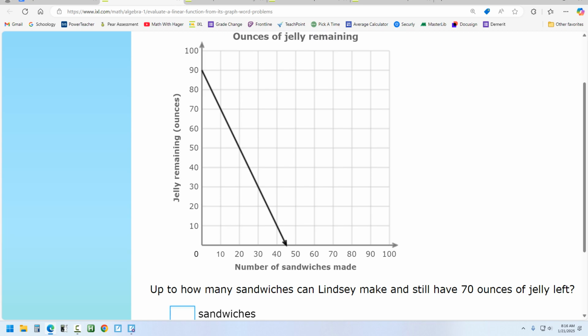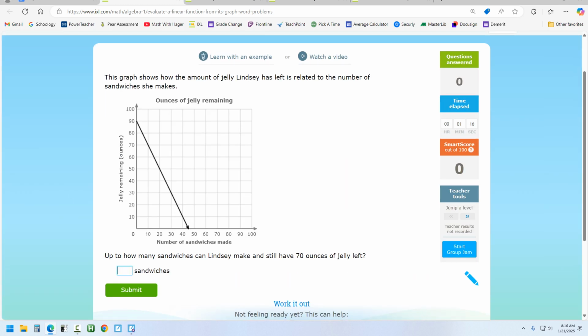Down, do you see it? 10. Yeah, she can make 10 sandwiches, and if she makes that many, she'll still have 70 ounces of jelly left. Okay. So let's put in 10. See if that's right.